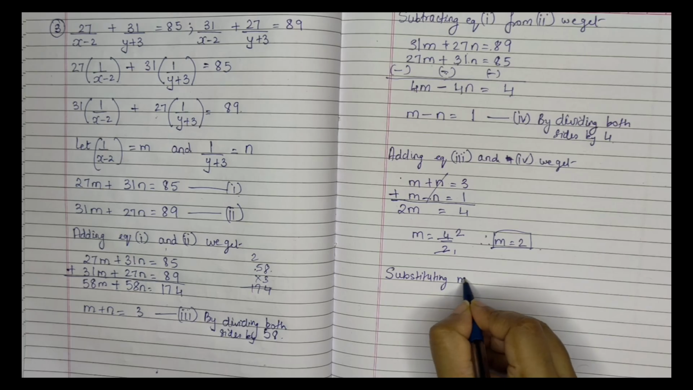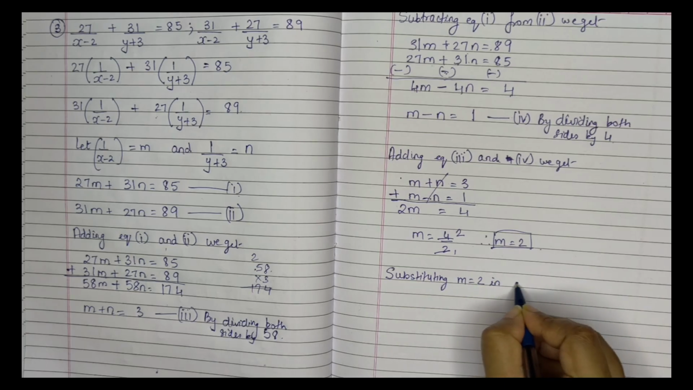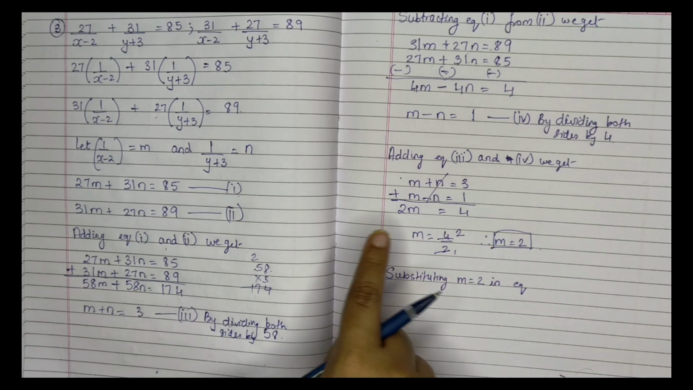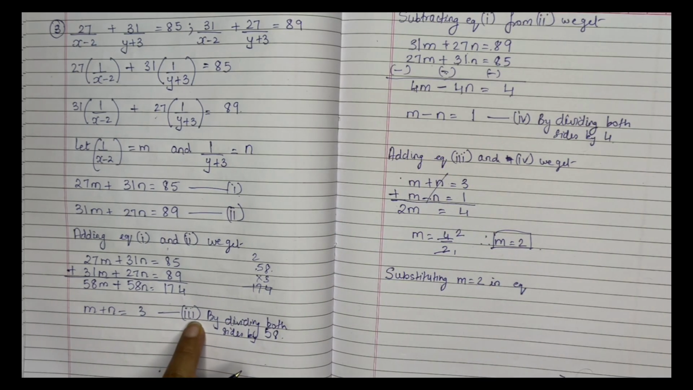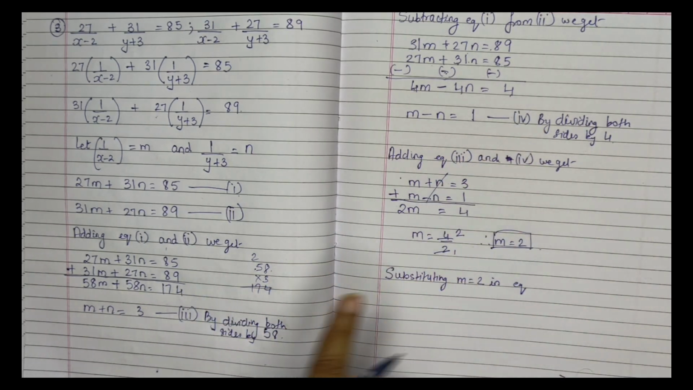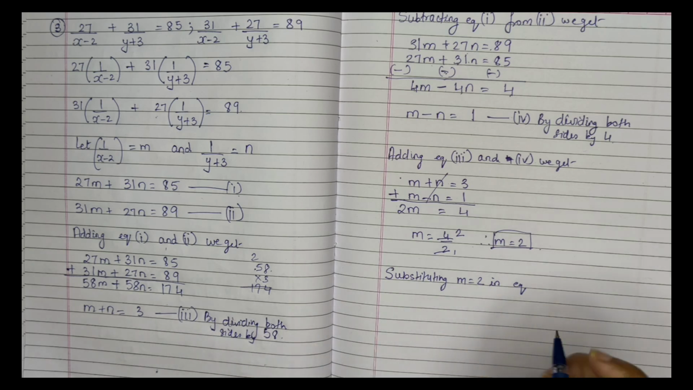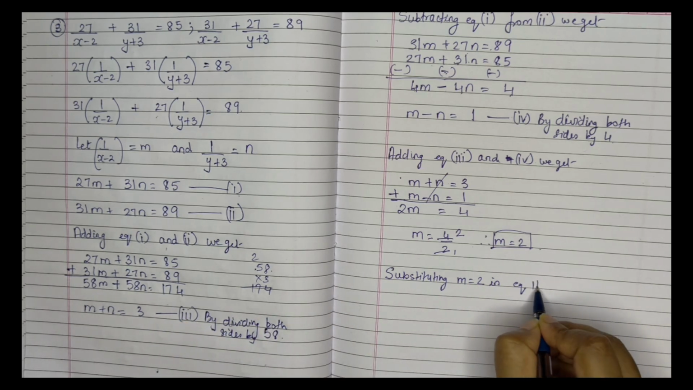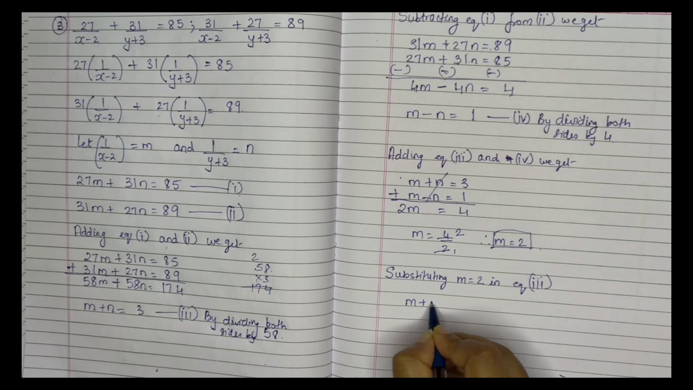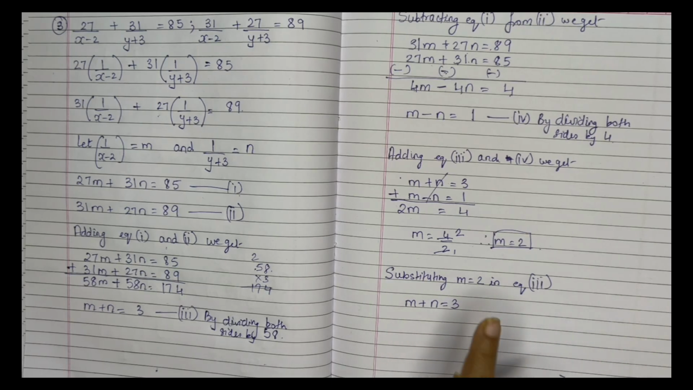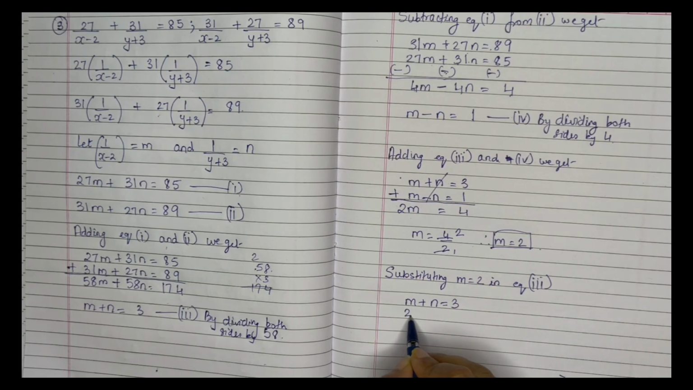m is equal to 2 in any equation you can take. Suppose I am taking m is equal to 2 in equation 3, you can also take equation 4, you will get the same answer. So write down the third equation, m plus n is equal to 3. Now in place of m, write 2 here, 2 plus n is equal to 3.